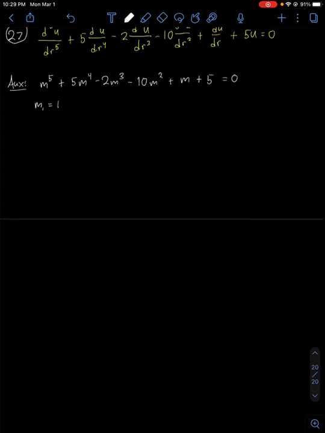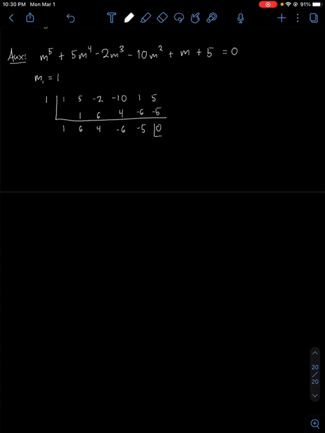And now we can divide synthetically. So we have 1, 5, negative 2, negative 10, 1, and 5. Bring down the 1. 1 times 1 is 1. 5 plus 1 is 6. 6 times 1 is 6. 6 plus negative 2 is 4. 4 times 1 is 4. 4 plus negative 10 is negative 6. That's negative 5. That's 0.